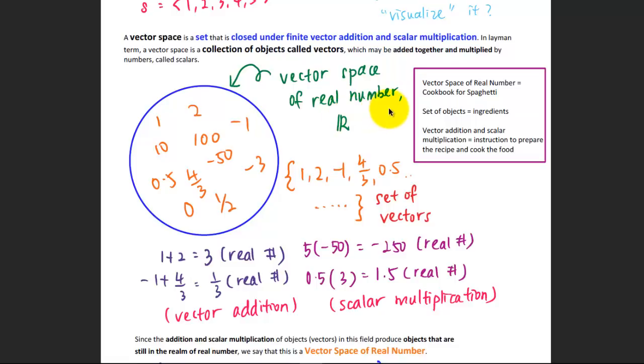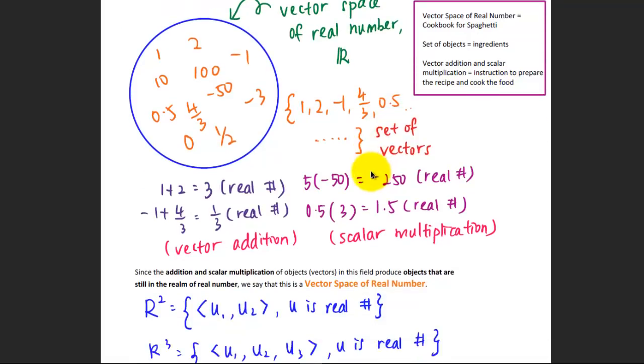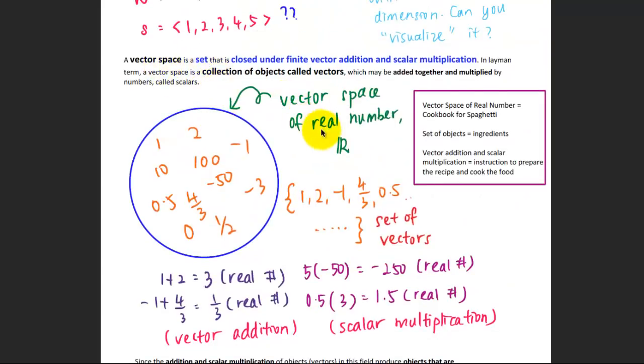So to visualize what a vector space is in our real world, just think about it. A vector space of real numbers can be presented as a cookbook for spaghetti, and the set of objects here are the ingredients. The vector addition and scalar multiplication are the instructions to prepare the recipe and cook the food. So as long as the members of the collection of objects fulfill vector addition and scalar multiplication, then we say that this collection of objects is a vector space of real numbers.